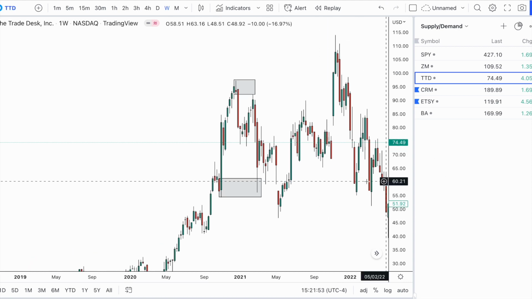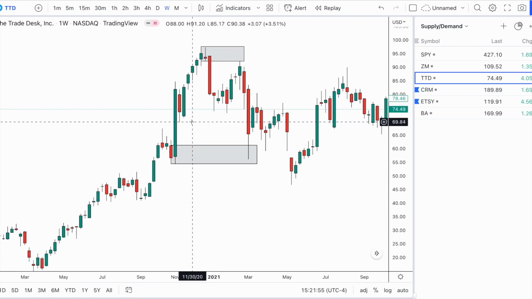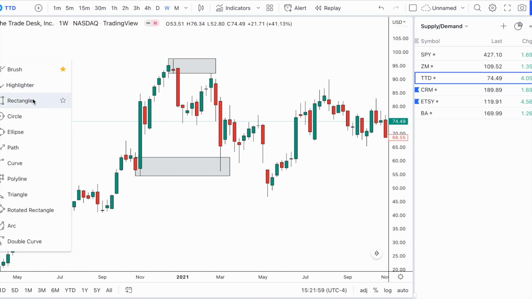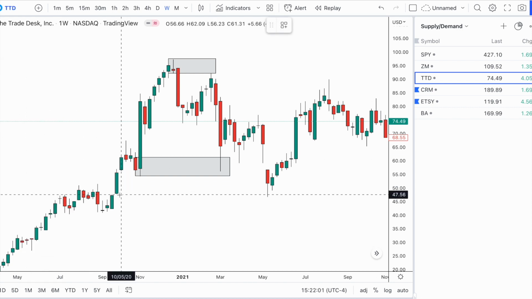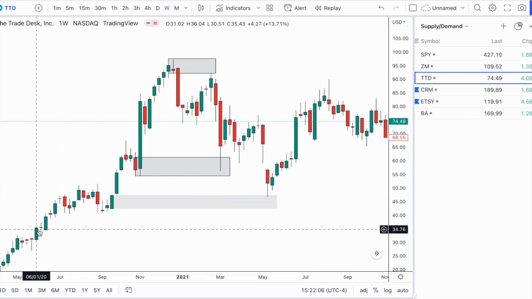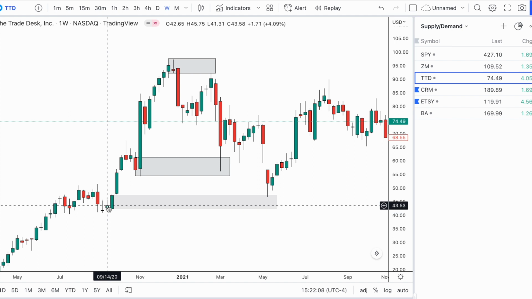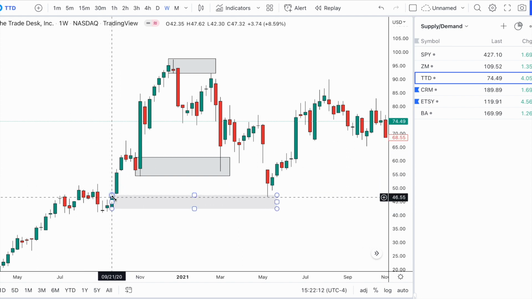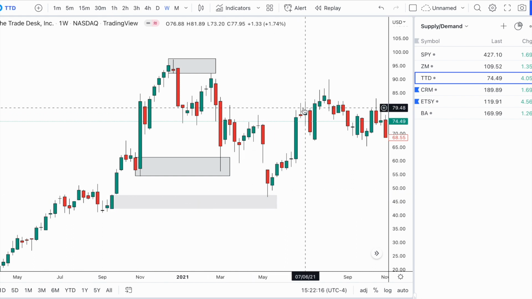Let's take a look at TTD. Beautiful move here on TTD. You can see price again, there's actually another zone here that I just saw off the top of my head, right down here. So I draw this out just like that. Price has this consolidation period. We have the little consolidation here, and then we have that fast move higher. You look at the candle right before the fast move, draw your zone, and we get a nice bounce there.